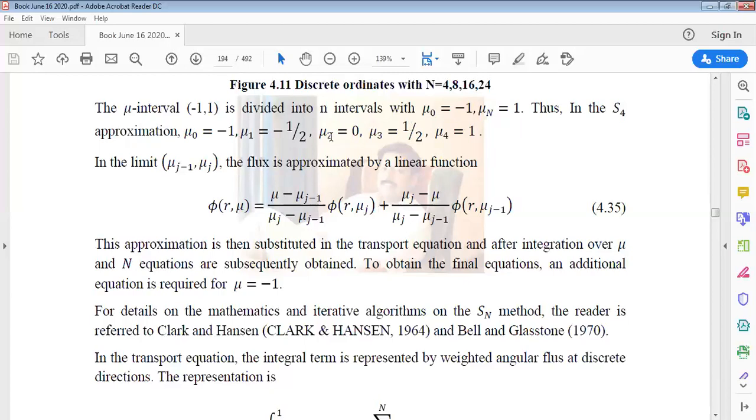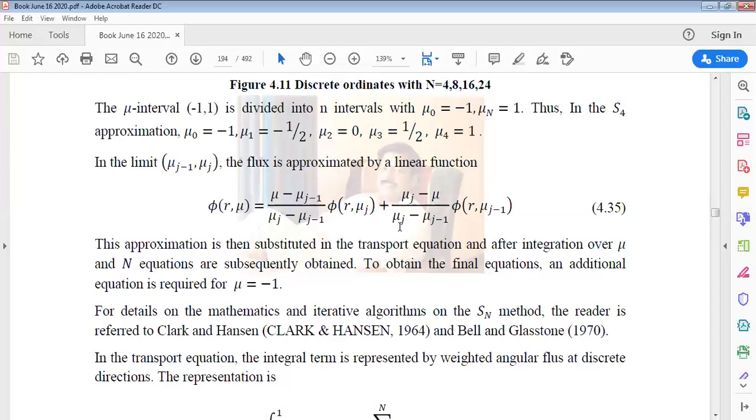So for example, if I say I'm solving in the S4 approximation, that means I've got 5 values of mu between -1 and 1. So I've got -1, -0.5, 0, 0.5, and 1. Now, in the limit of mu j-1 to mu j, the angular flux psi(mu) you can obtain from psi(mu j) plus psi(mu j-1).